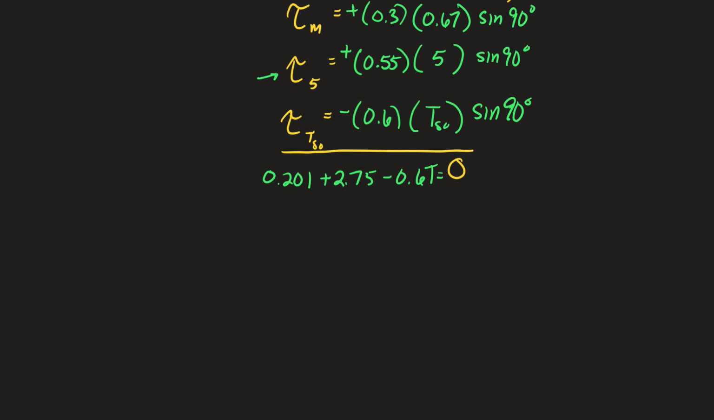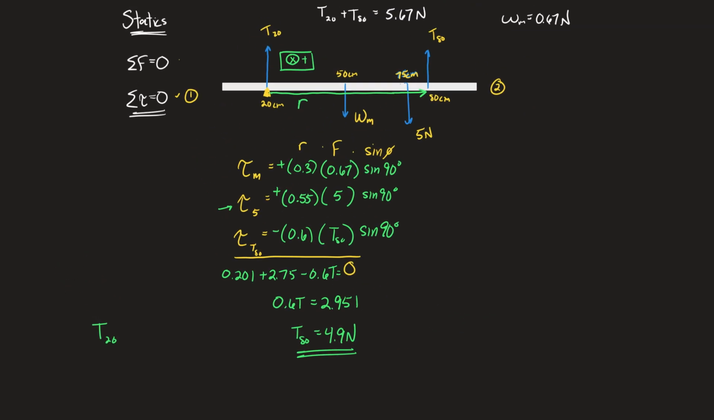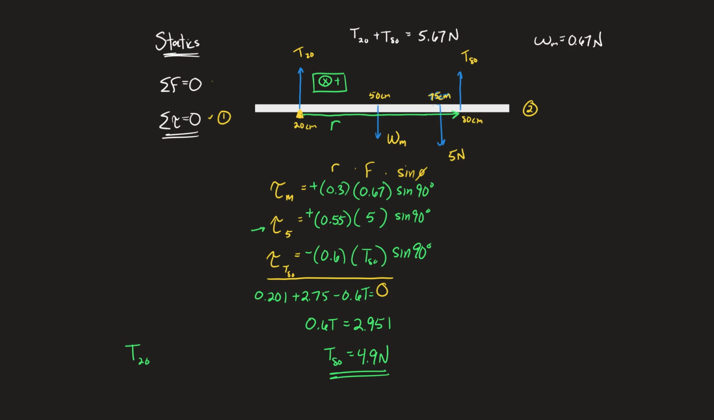So I'll have 0.6T equals 2.951. Just added those two things together. Now I divide by 0.6, and I'll get that the tension on the 80 centimeter side is equal to 4.9 newtons. Not quite done, because I need the tension on the 20 side as well. But I already have something for that right here.